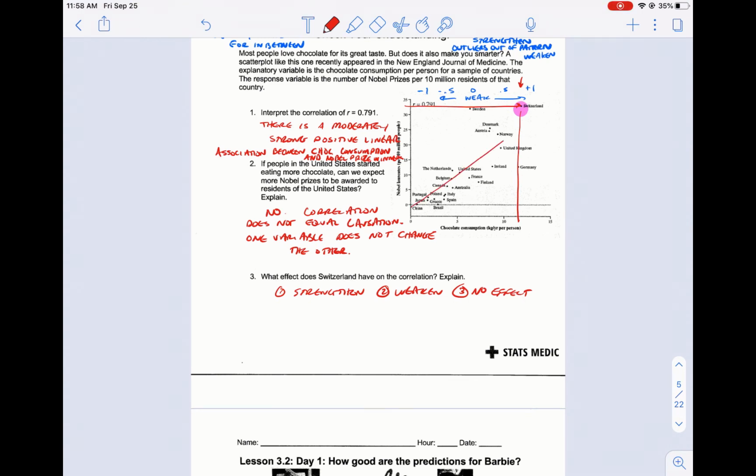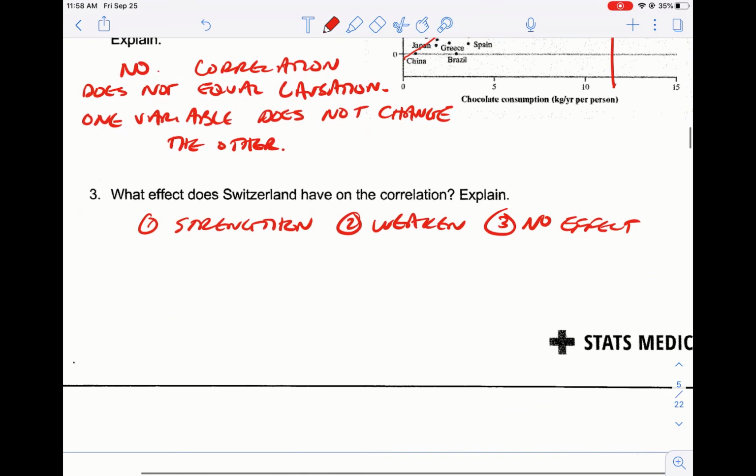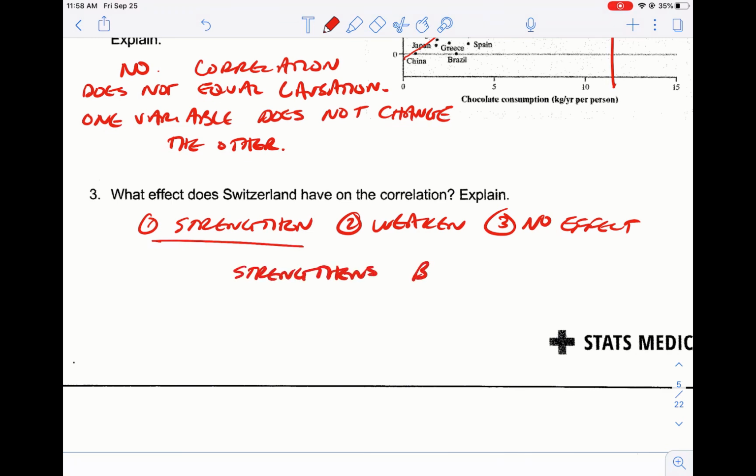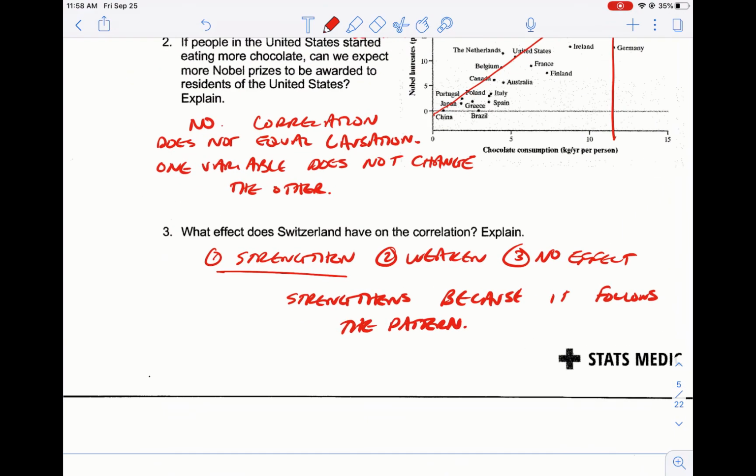Well, check it out. As we draw this general line up this way, it's in the pattern, right? So as the amount of chocolate consumed went up, its number of Nobel laureates went up, and so we would have to say it's going to strengthen because it follows the pattern. Okay, it strengthens it because it follows the pattern.